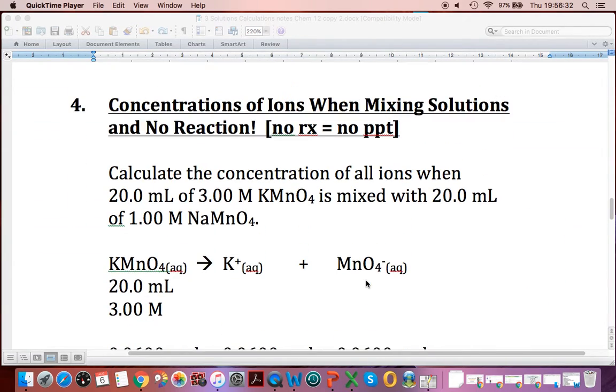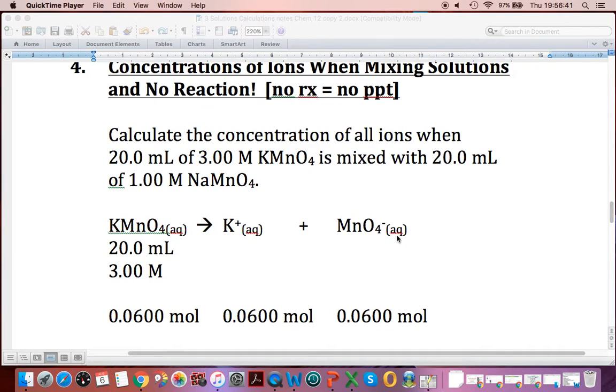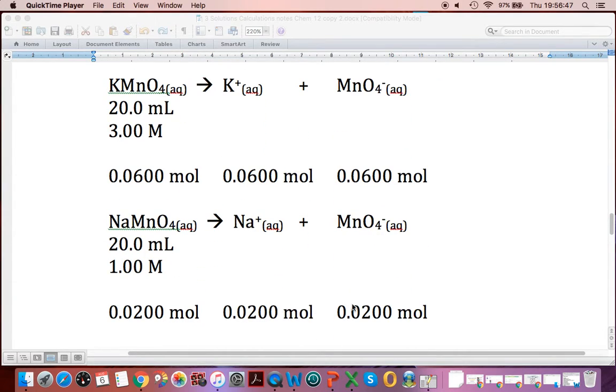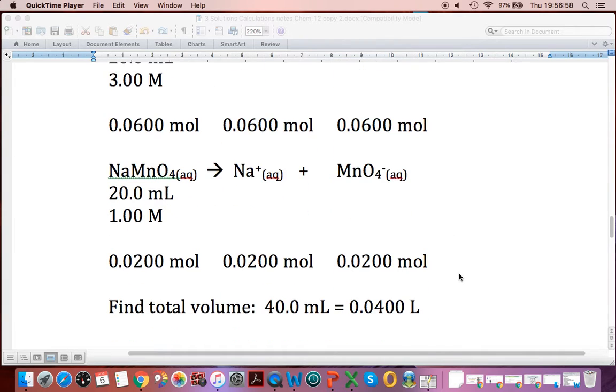When we did the mixing, sometimes we have a common ion, sometimes we don't. In this case, we did have a common ion, the permanganate. And so we have to get our equation, the dissociation equation, get our moles, use our stoich, 1 to 1. Get our moles, use our stoich, 1 to 1. And then we gather the moles, boom, boom, and we have that. And these moles combine together to be 0.0800 moles.